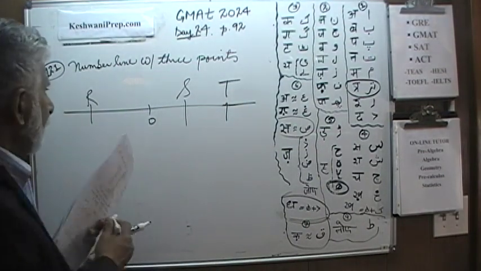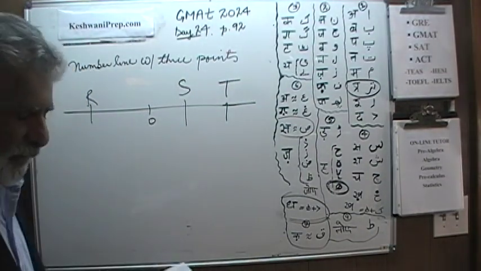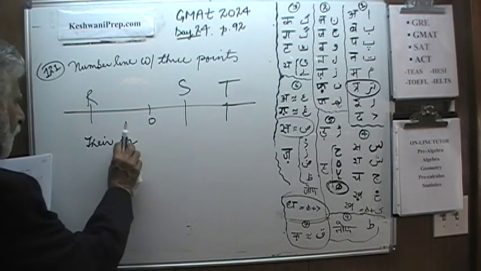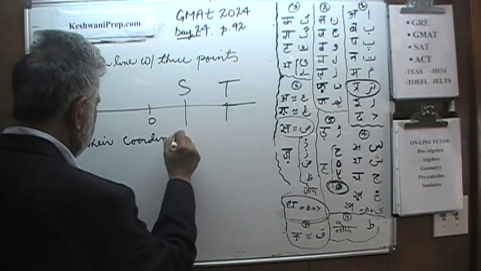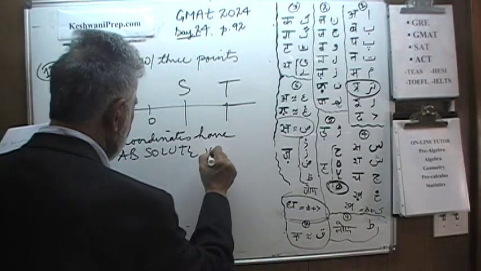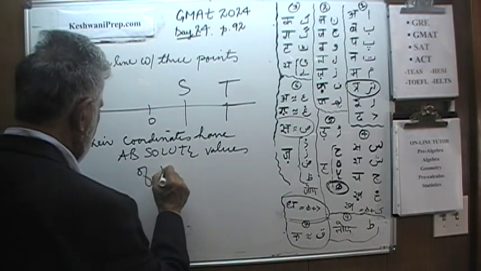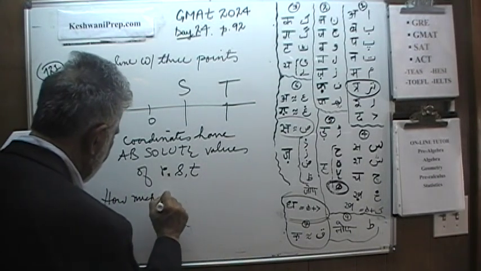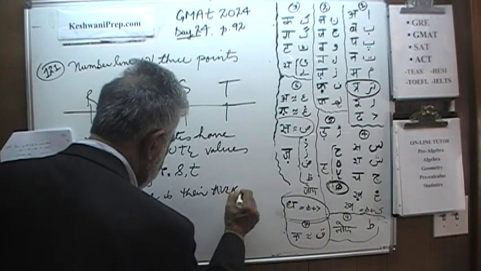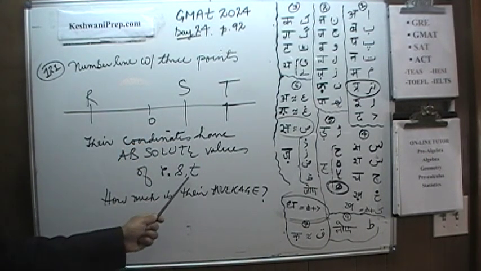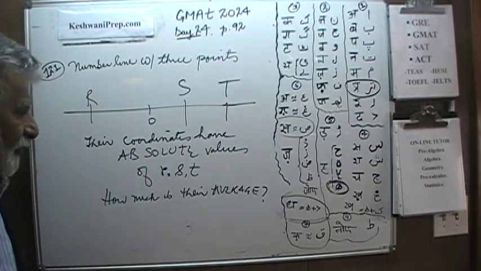Let me erase this S, and you will see in a second why I had to do that. We are further told that their coordinates have absolute values of r, s, and t. The question is, how much is their average? That is why I had to erase the S the way I wrote it, because they're using small letters to represent the value of their coordinates in absolute value. These are absolute values. The question is, what is their average? Go ahead, do it yourself.